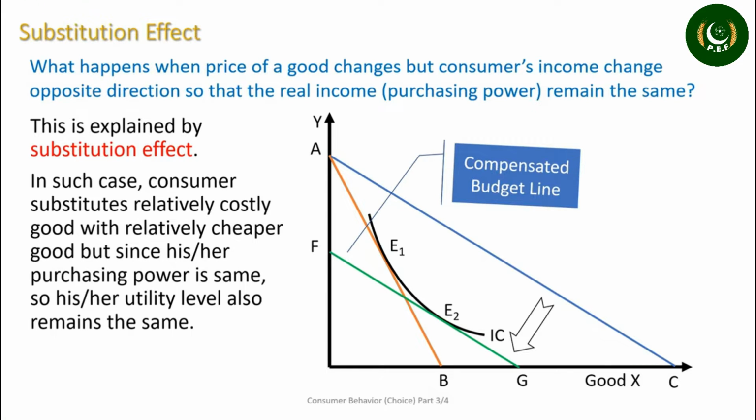Now we can see that the price of X decreased and the consumer is purchasing more of it, but since the real resources are the same, the consumer is actually sacrificing commodity Y and purchasing more of commodity X.